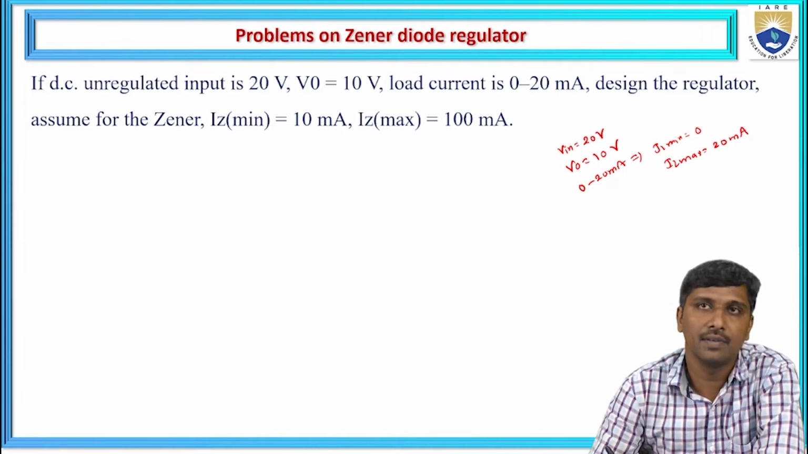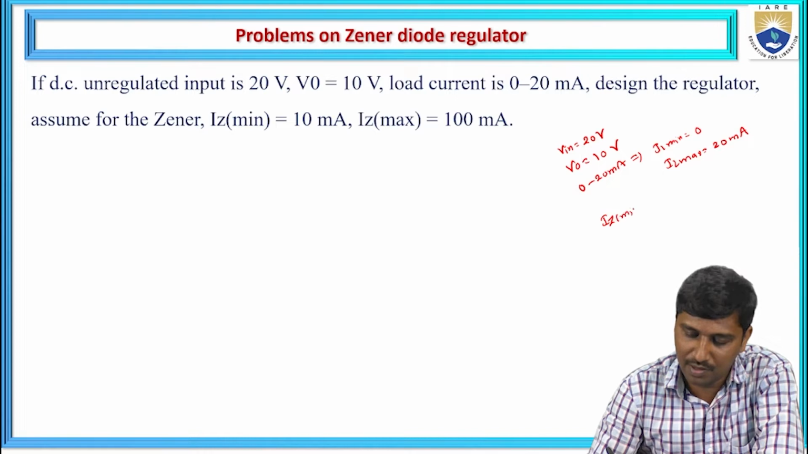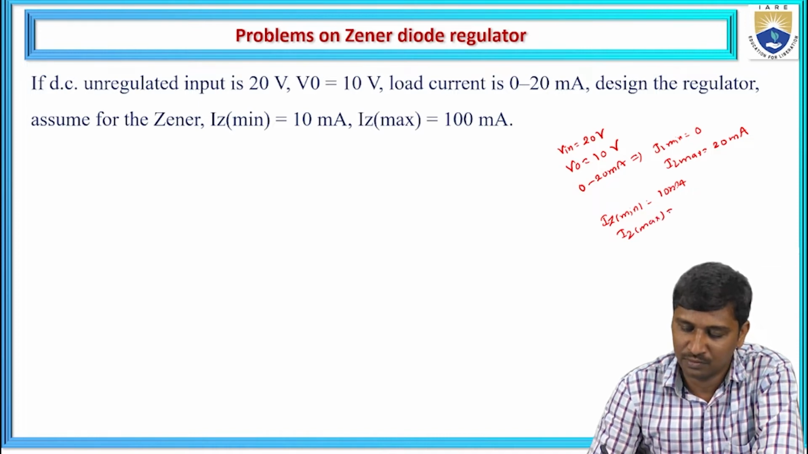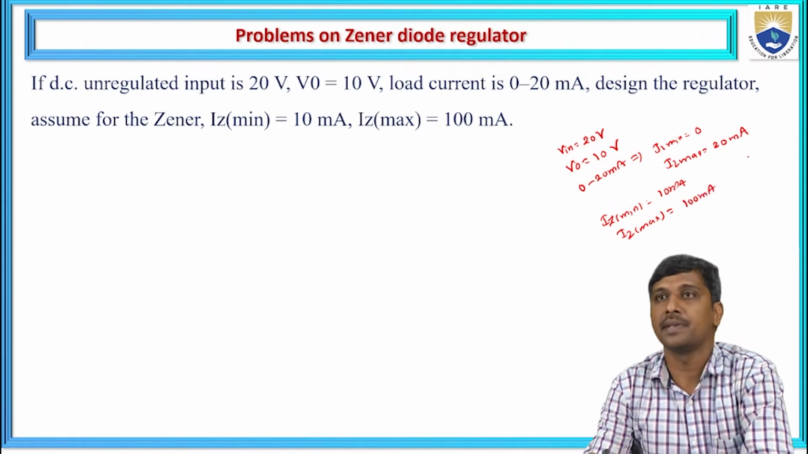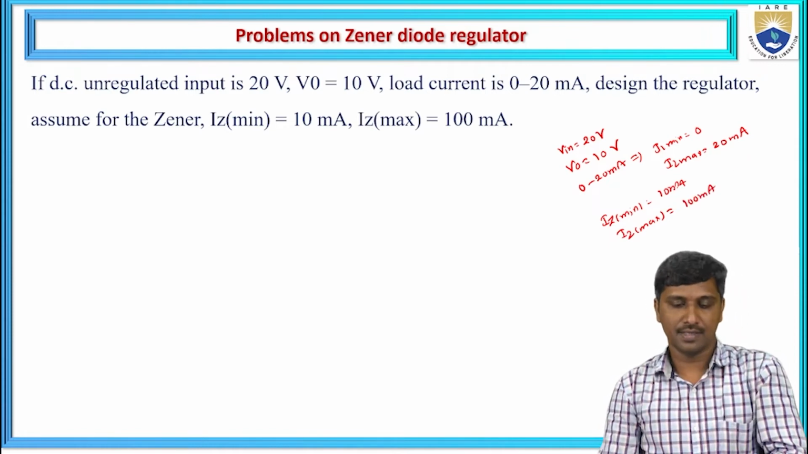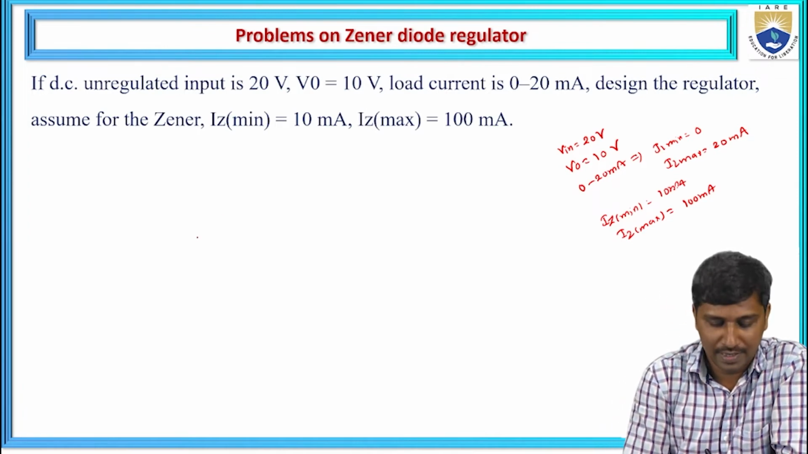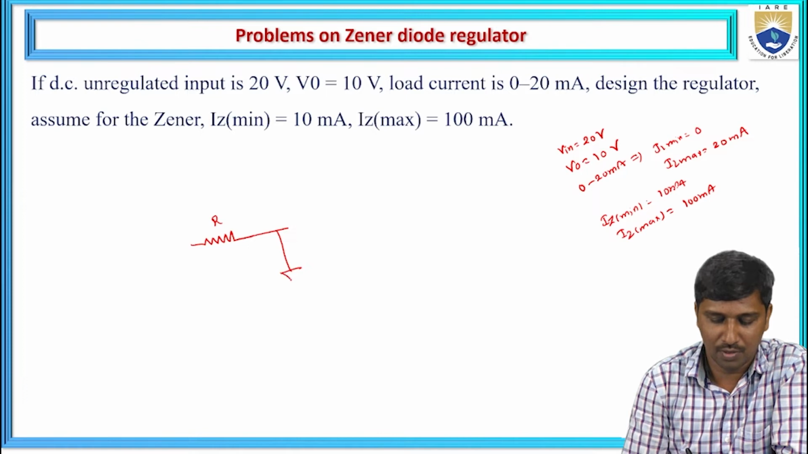Apart from that, the given problem specifies that the minimum Zener current is 10 milliamperes and the Zener maximum current is 100 milliamperes. For all these specifications, we need to design a voltage regulator circuit. If you observe this voltage regulator circuit, it contains an input resistance R, and we are going to use a shunt voltage regulator. So this is the Zener diode, with anode and cathode. Then here we need to place a load resistance RL.